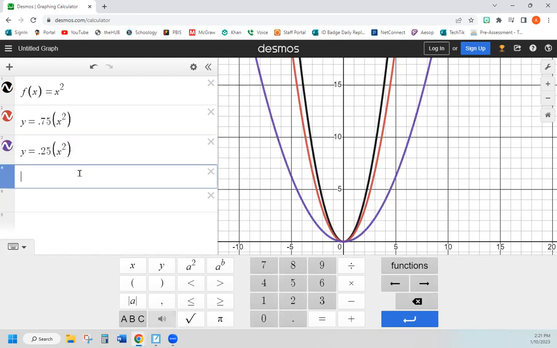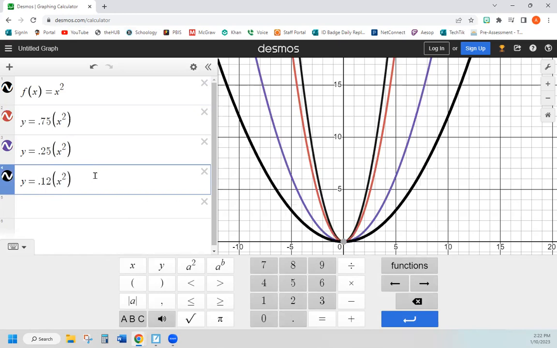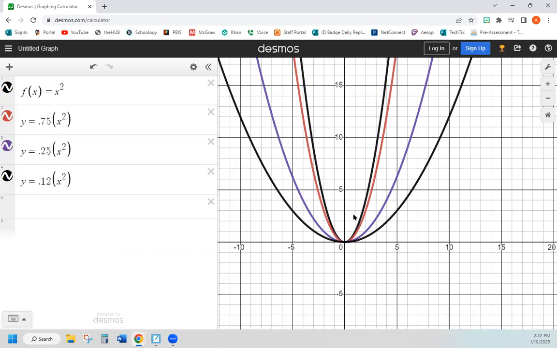Let's do another one. Let's go ahead and do y equals (x squared), and let's do an even smaller number, a smaller decimal. Let's just call it 0.10, 0.12, doesn't matter. So this does the exact opposite. As my decimal numbers get smaller and smaller, my graph gets wider and wider.